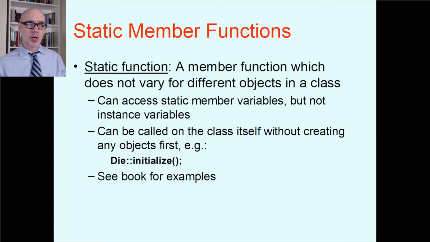Just do it once. So that's a really good example of a function that I would want to make static and just call that function one single time on the class as my program boots up. Conceptually, it's not something that I would have to do for each separate die object. And there's a couple more examples in the book, so I encourage you to look at that. Static member functions. Okay, so what else are we talking about?